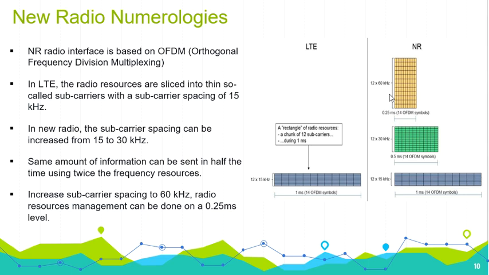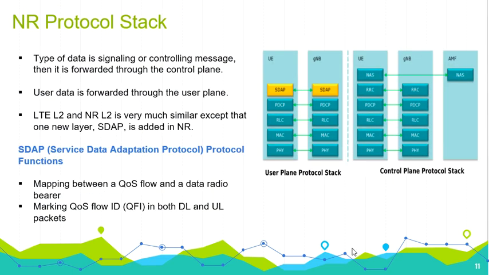One interesting thing is that the same amount of information can be sent in half the time using twice the frequency resources. The protocol stack in 5G new radio is not that different from LTE layer 2. The only difference, as you can see from the figure, is SDAP, the Service Data Adaptation Protocol. Basically, this is used for mapping between quality of service flow and data radio bearer, and also the quality of service flow ID.